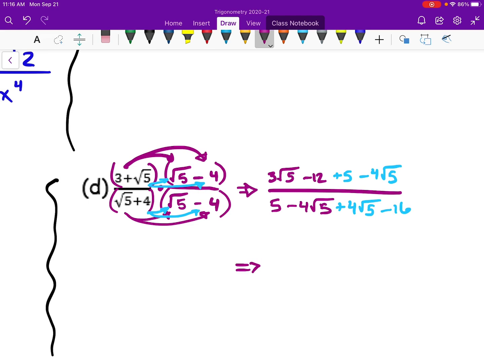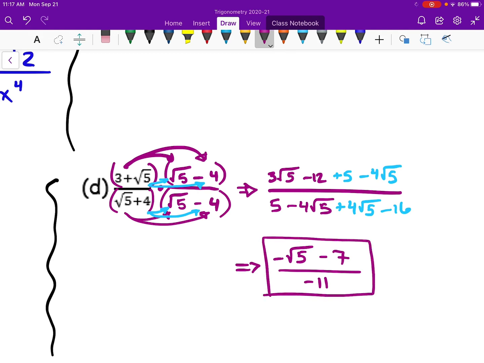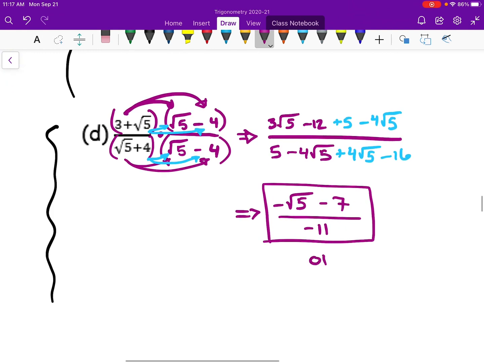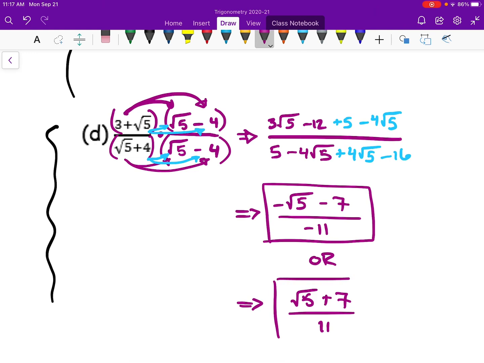I'm going to clean up my mayhem. I'm going to combine like terms on top. 3 minus 4 gives me negative square root of 5, and then negative 12 plus 5 is negative 7. Down here, the middle terms cancel out, so 5 minus 16 is negative 11. And that's it. Well, they're all negatives. Technically, if you want to be super motivated, you can do square root of 5 plus 7 over 11, since they're all negative.